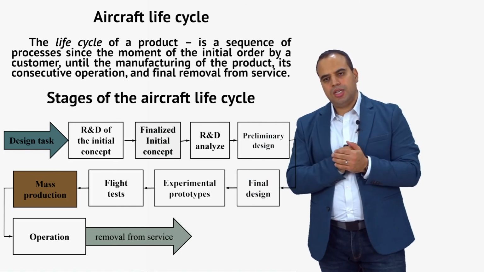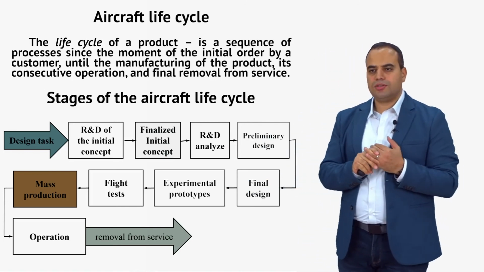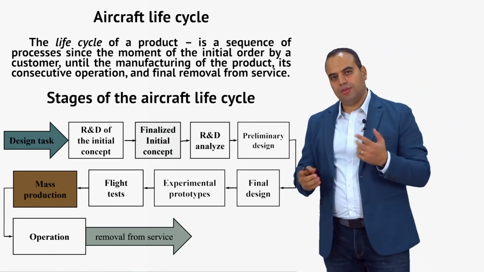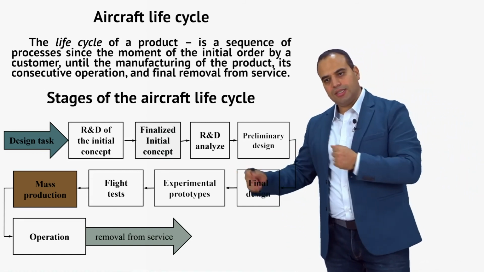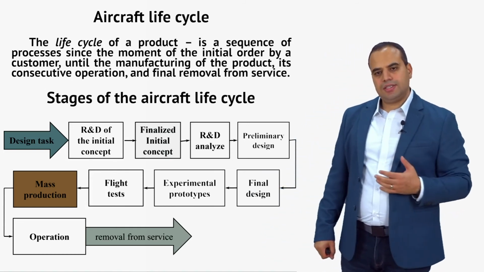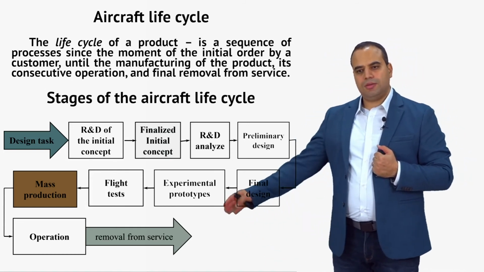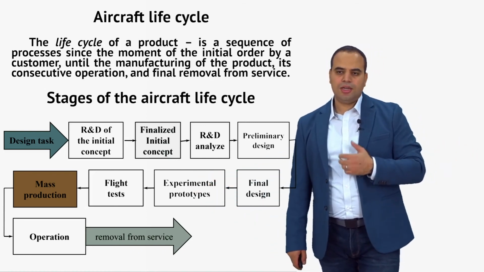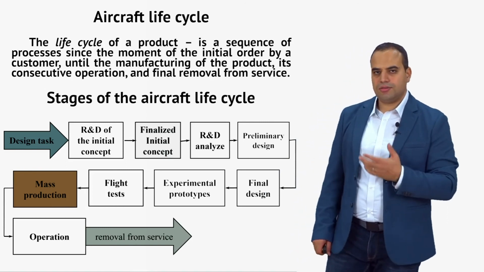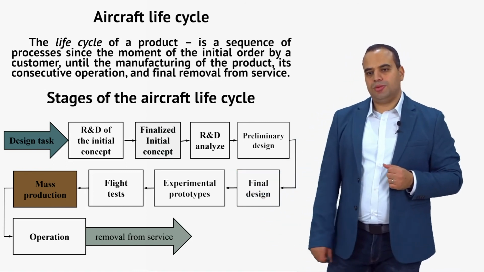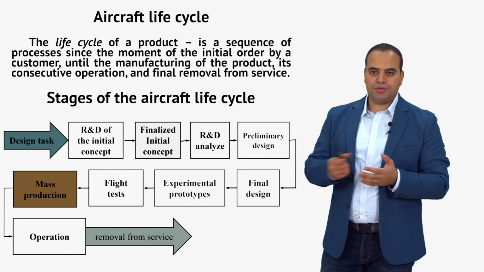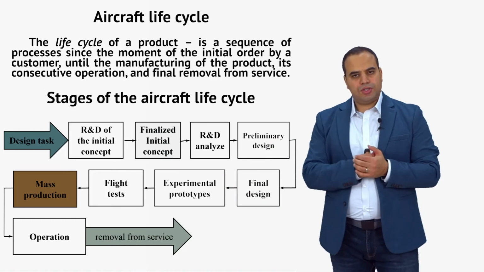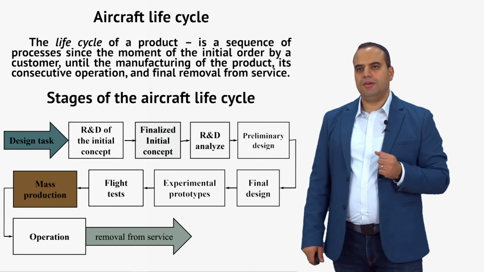distinct stages. The research and development, the finalized initial concept, the preliminary design, the final design, some experimental prototype, the physical first aircraft which is born basically in this stage, then the flight tests, the mass production, and finally operation, which takes quite a lot of years. So aircraft are operated, for example, for a few decades, up to 40 years. For example, there are certain aircraft like the B-52, which has been operated now for more than half a century. So it's quite a very large time scale. And finally, the removal from service, which is also a part of the life cycle, the final part of the life cycle.